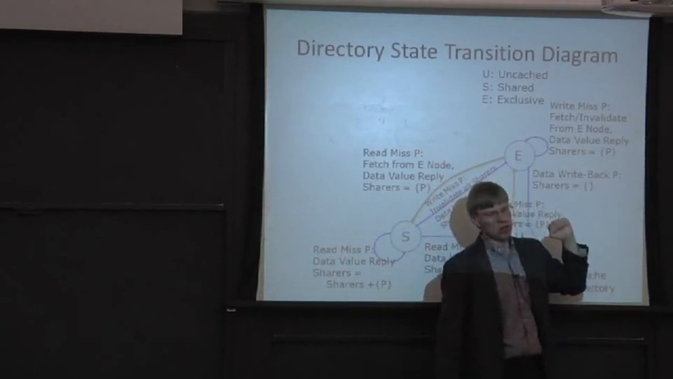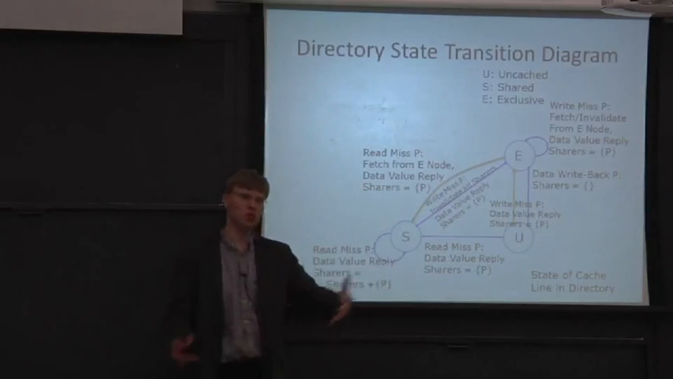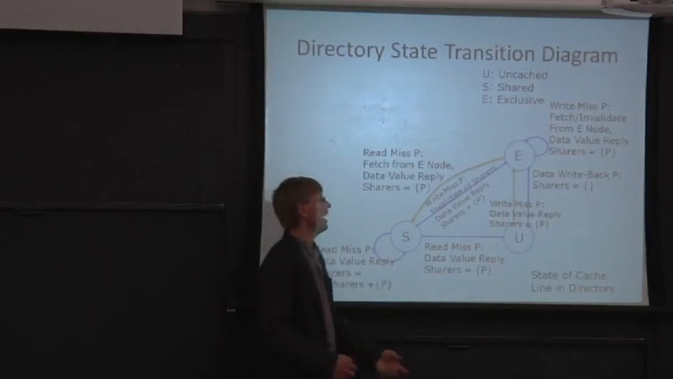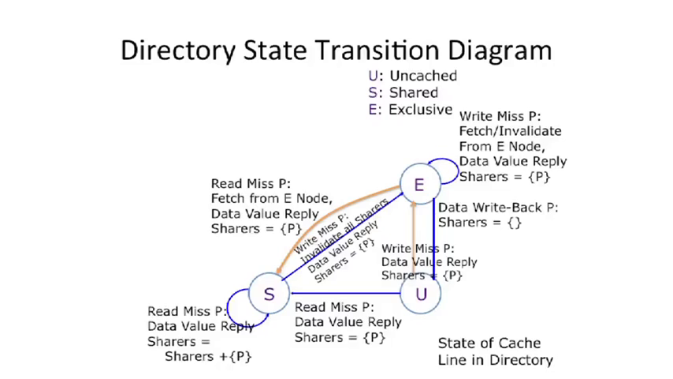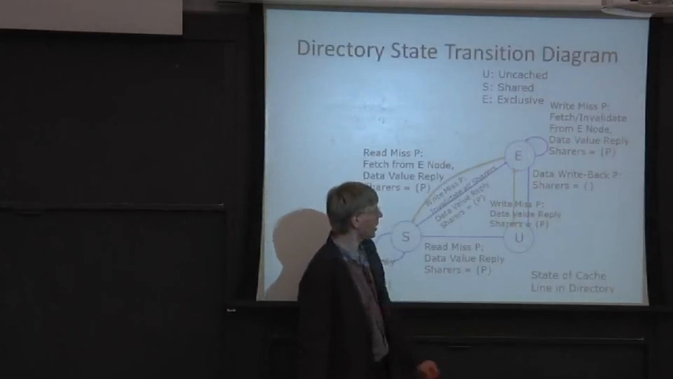We need to then provide the data to the new processor, P2 we'll say, and add that P2 to the sharer list. So we can transition into this state. And then finally, let's look at the edges between these 2 points. Actually, let's go this way first.